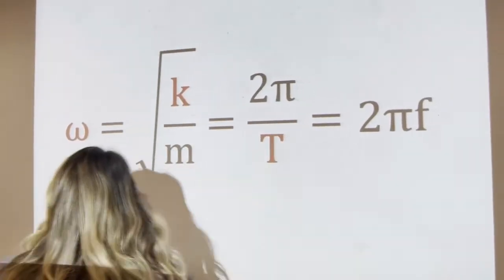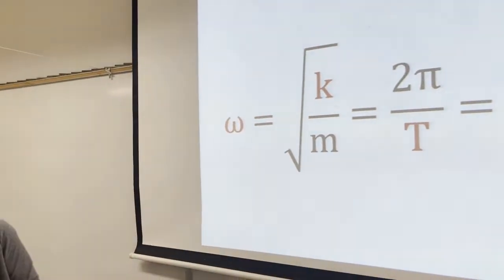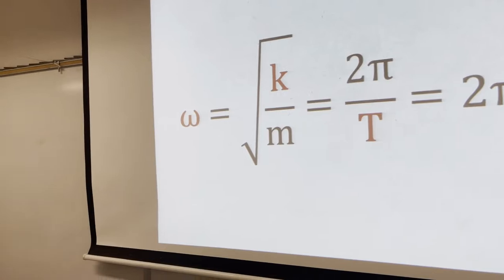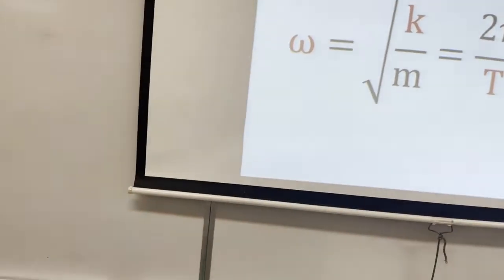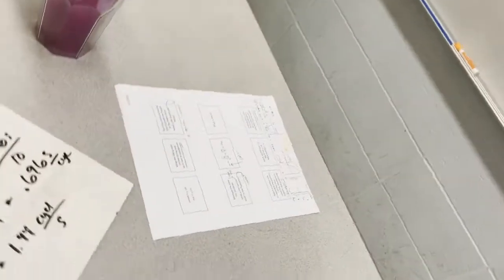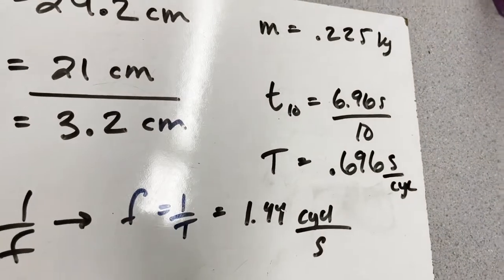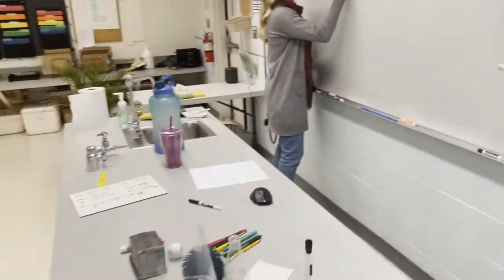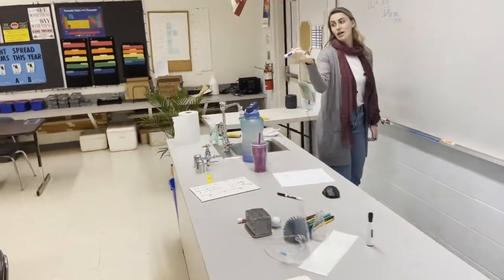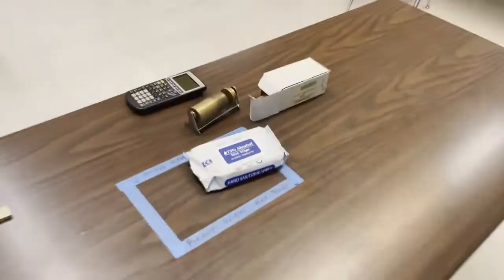Now, should I do this with them? Well, they've got it done by now. So for angular frequency, you're a girl, so that'd be 2 pi over the period, and the period is 0.696 seconds per cycle. The next question is, where's the calculator? Oh, it's over there.